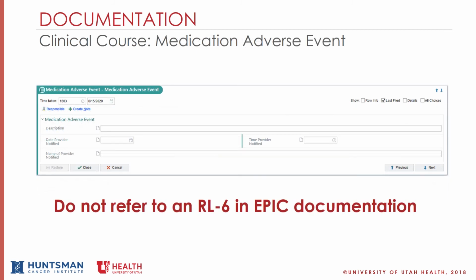Next is a medication adverse event. This is where you would document an adverse event to any medication you might administer. Remember that when you chart this, we should never refer to an RL6 in our EPIC documentation. If you have any type of medication adverse event, infusion, oral, no matter what it is, we should always fill out an RL6.